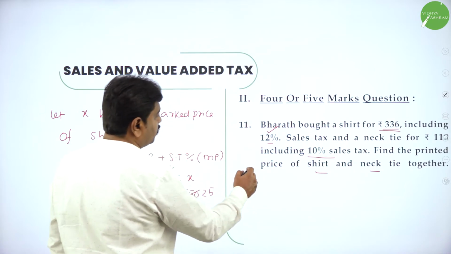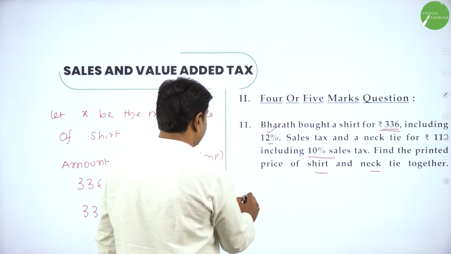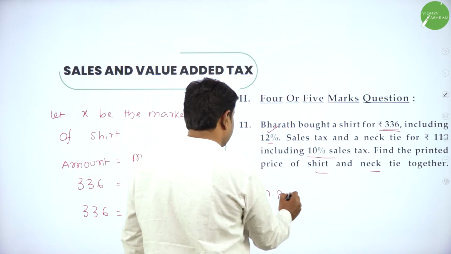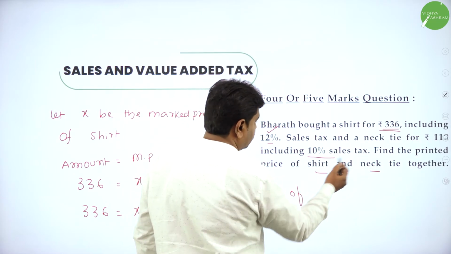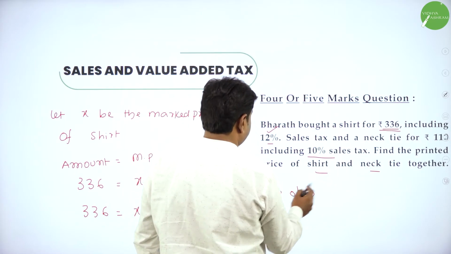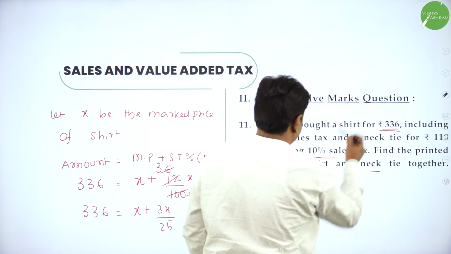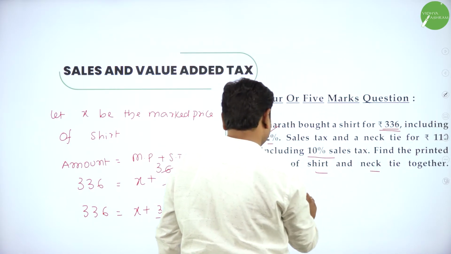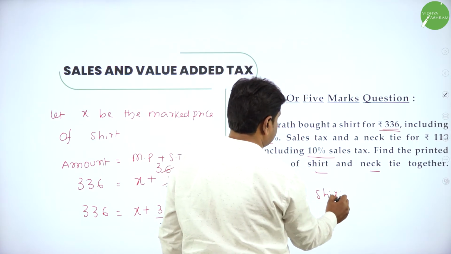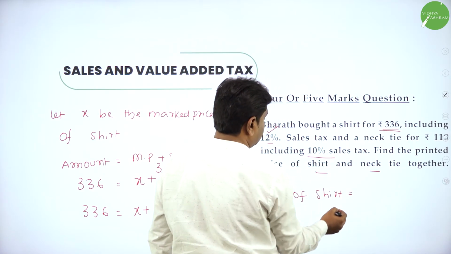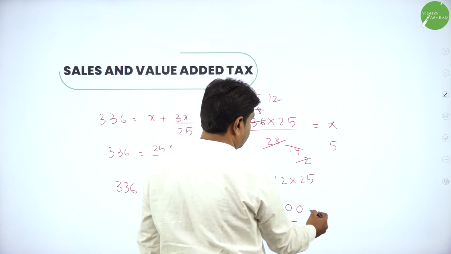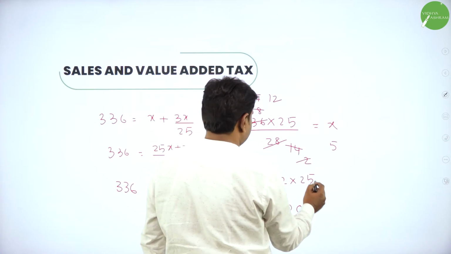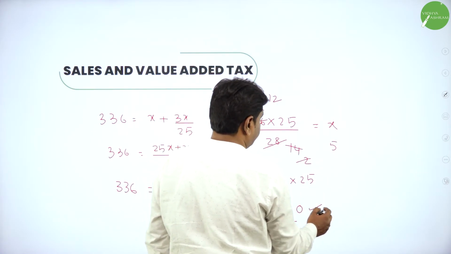They want the market price of both. So you got the market price of the shirt, the market price or listed price or printed price. What is the market price of the shirt we got? If you see, it is 300 rupees. So rupees 300.